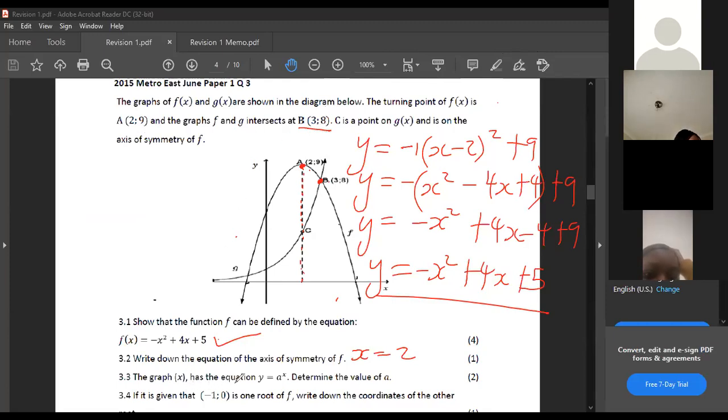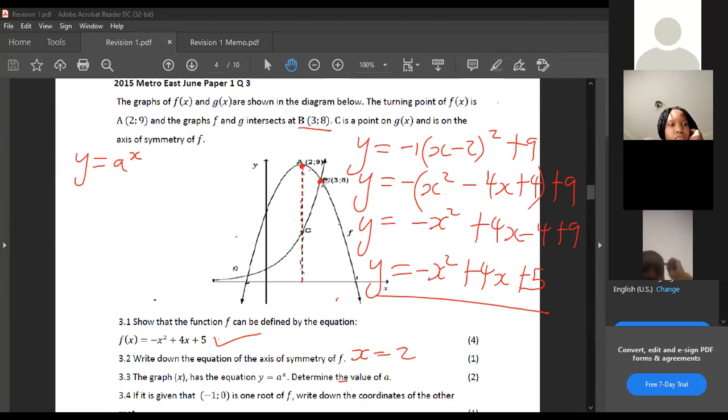The graph of g has the equation y is equal to a to the power of x. This is exponential. Determine the value of a. To determine the value of a, you need to check. I need y and x. That means I need a random point.